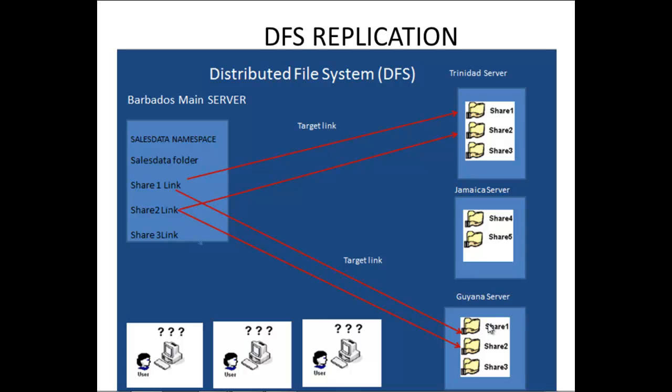And the differential compression protocol, which is a client-server protocol, is what's going to make this happen. Only the changes are going to be replicated. This is especially useful when replicating files over a limited bandwidth network, such as a wide area network connection.